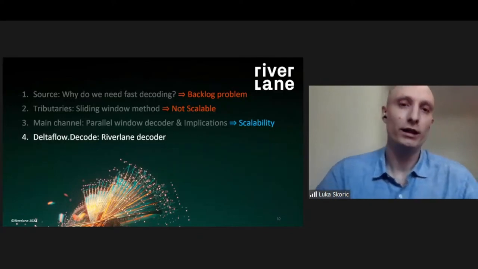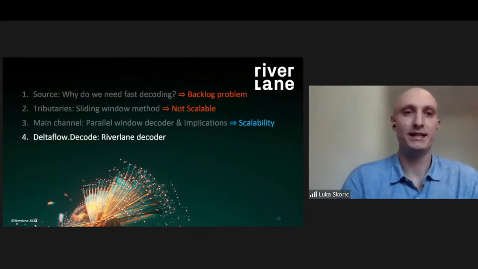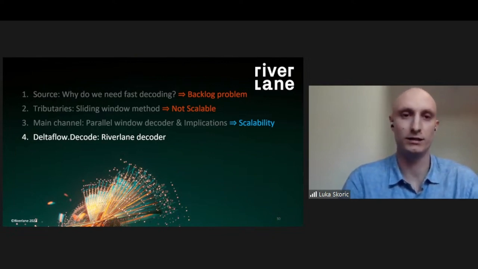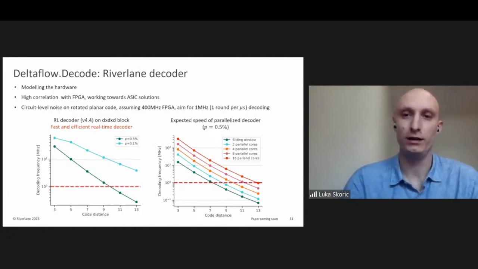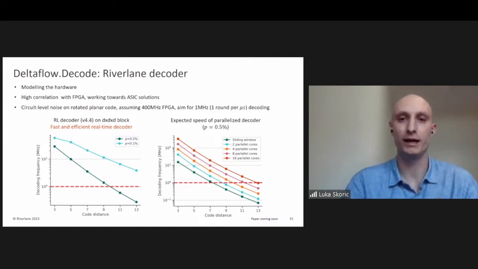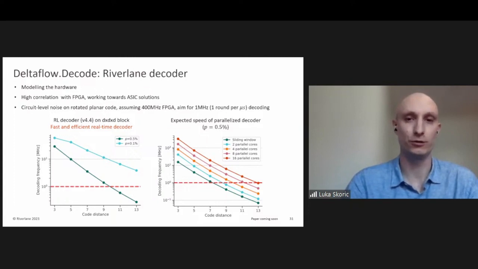So now we know that our method can improve the scalability, but the next question is, how does this look in practice? What does it mean for hardware decoding? As I hopefully convinced you by now, the speed of decoding is essential, and this means that eventually we will need a large amount of fast and efficient decoding hardware. That is why Riverlane is developing both FPGA and ASIC hardware solutions.